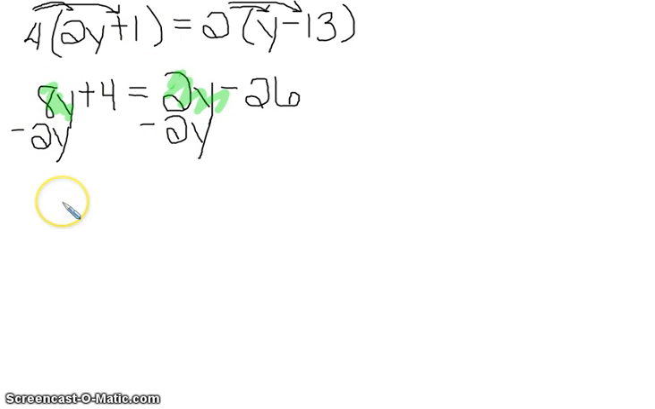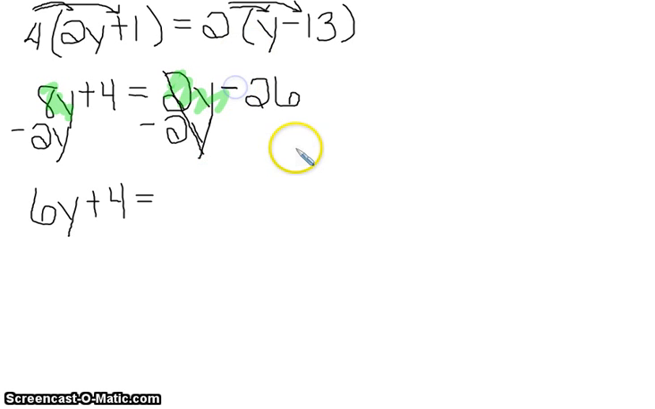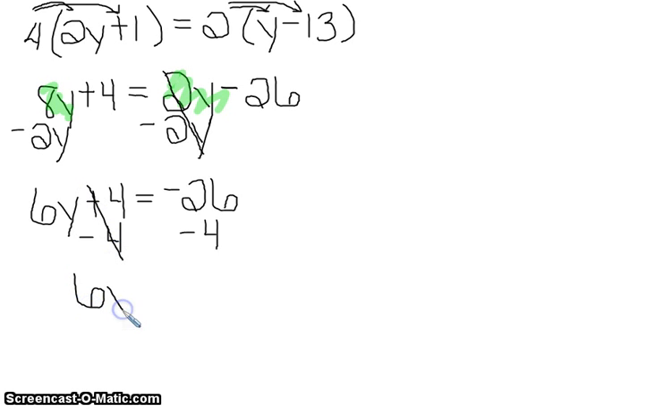So 8y minus 2y gives us 6y plus 4 equals, and then on the other side, this is 0, but again, we have that same thing here we have in other problems. This is a negative 26, so make sure you carry down that negative sign with your 26. And we have a two-step equation. So the inverse of adding 4 is to subtract 4. So 4 minus 4 gives us 0, and we are left with 6y on the left-hand side.